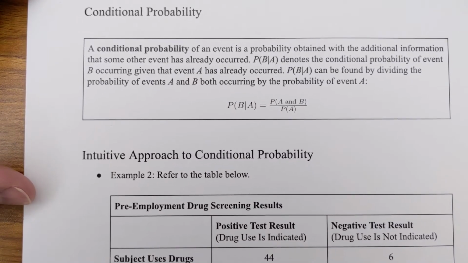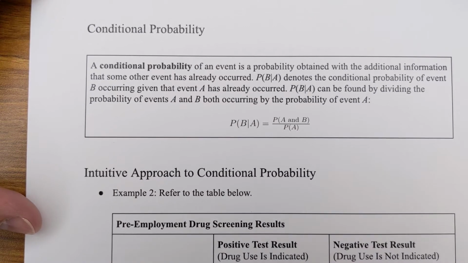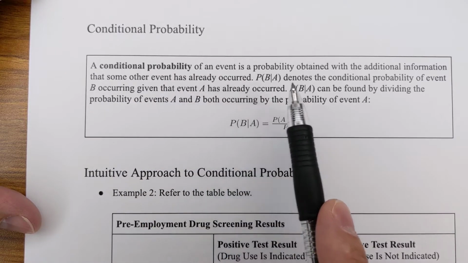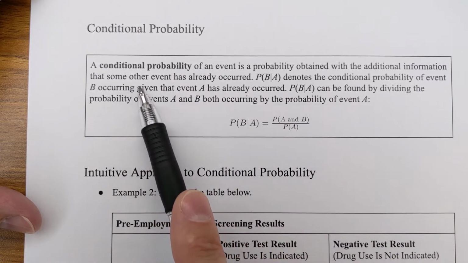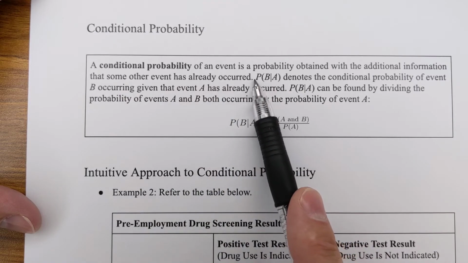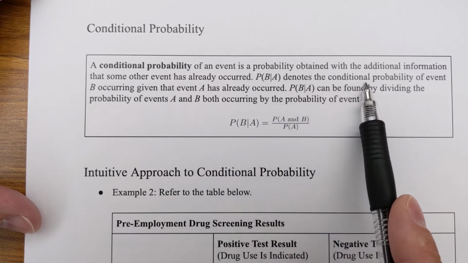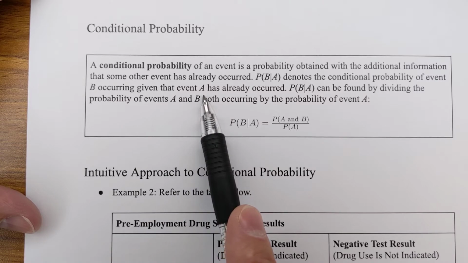Okay, next we've got conditional probability. So the conditional probability of an event is a probability obtained with the additional information that some other event has already occurred. So that's written as P(B | A), the probability of event B occurring given that A has already happened.